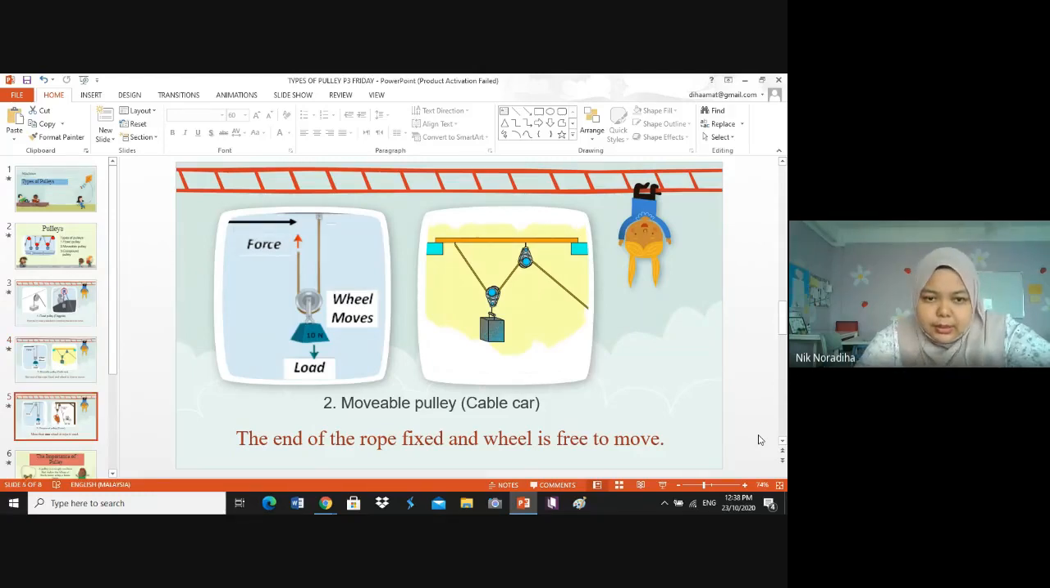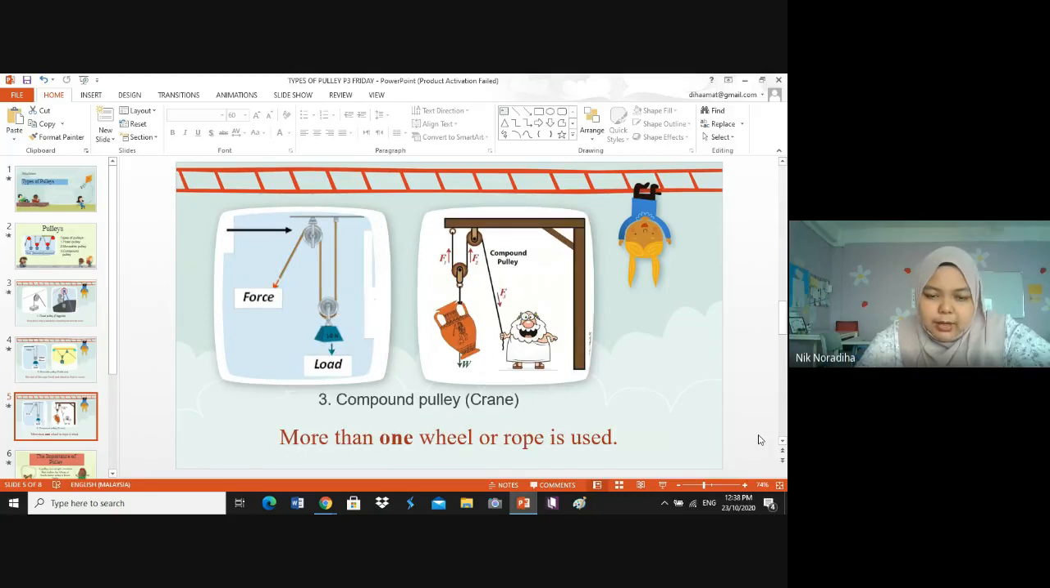Okay, next one. Number three. Compound pulley. Now we have one, two. We have two pulleys here. We have one, two, two pulleys here as well. The example of a compound pulley is a crane. The big yellow crane at the construction site uses a compound pulley.